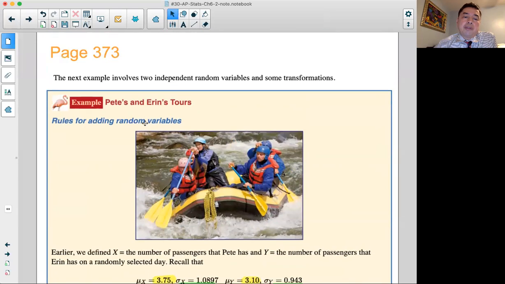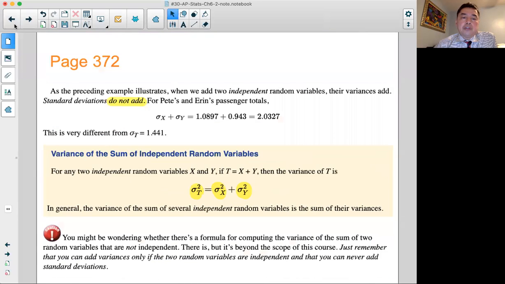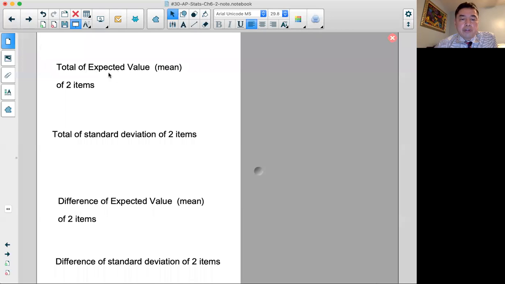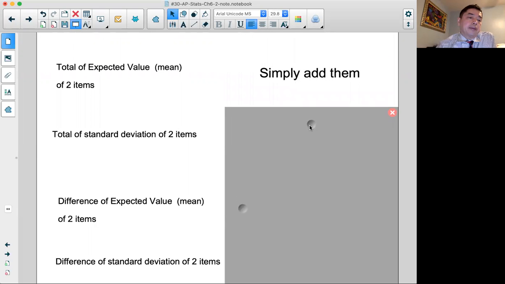we come up with the total price expected value. So I will go to this flashcard: total of expected value, mean of two items. Simply add it, right? So then, let me see. Can I grab this? Okay, so here, simply add them.